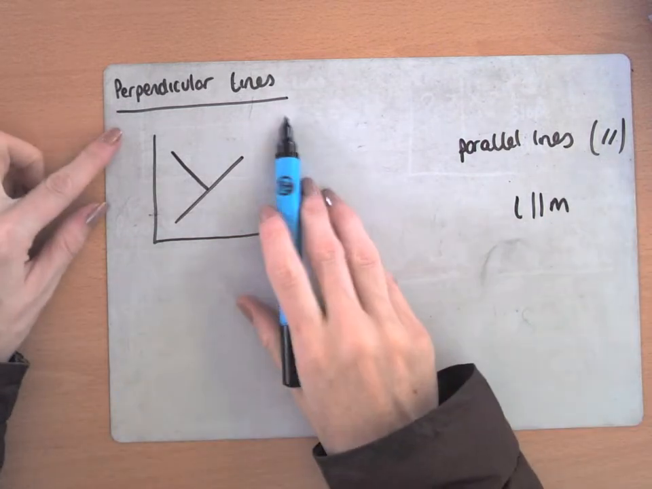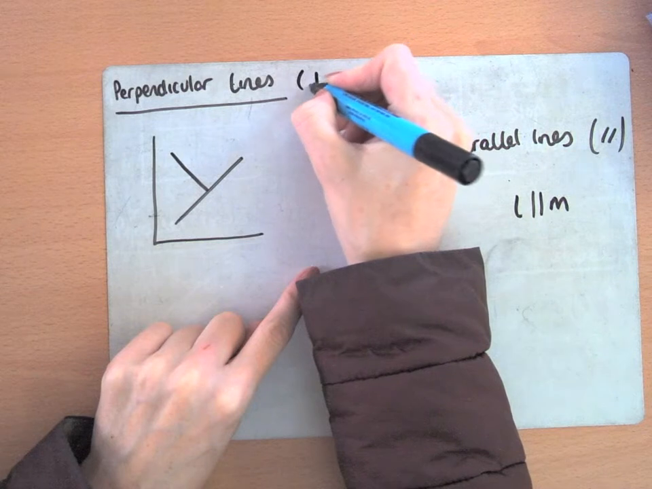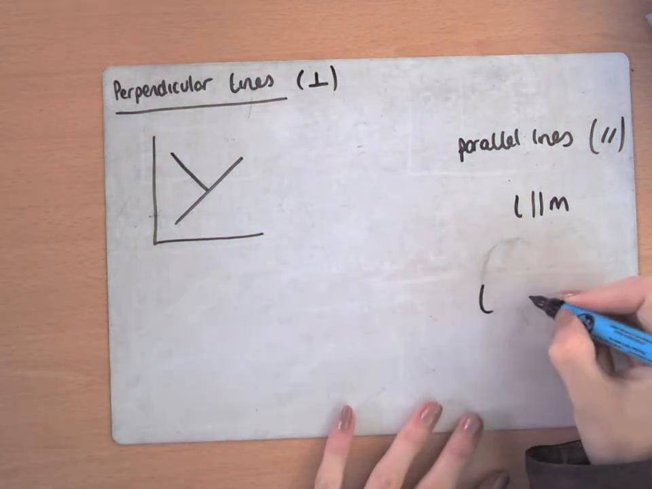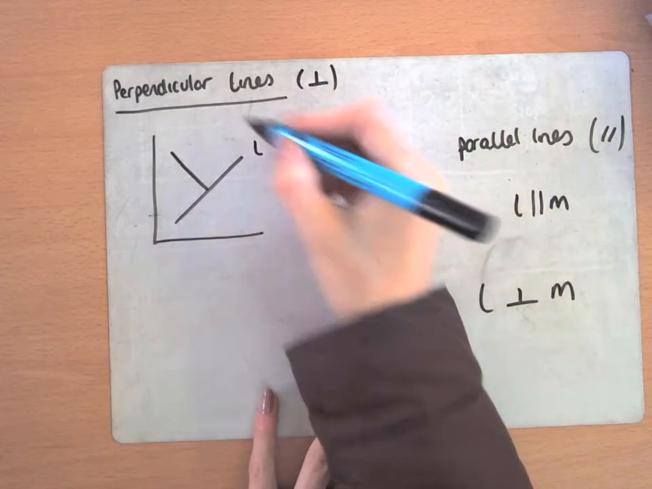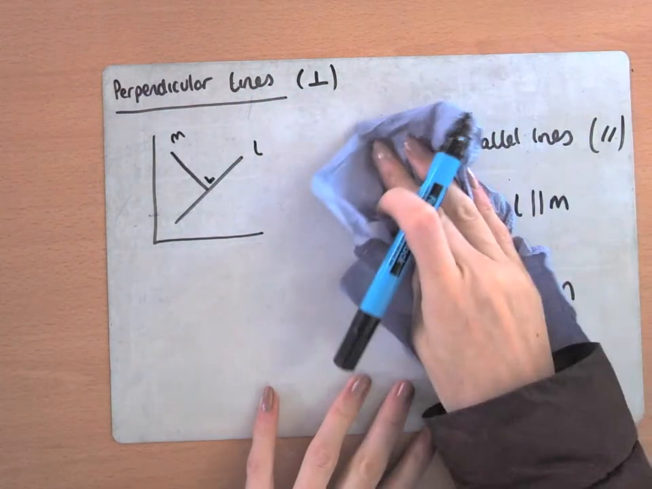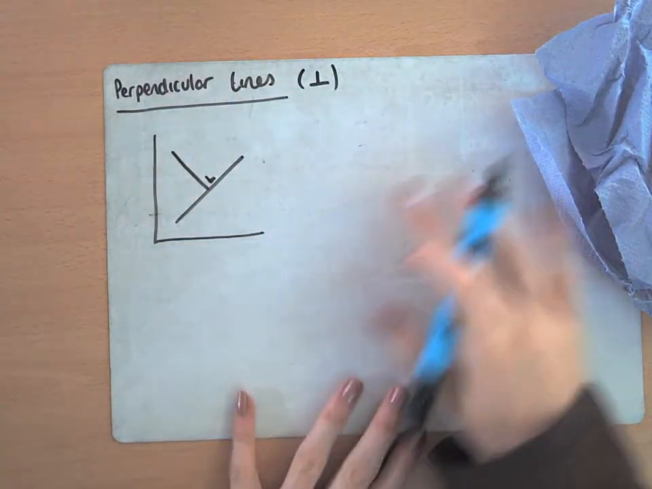Then we'll move on to perpendicular. What do you know about perpendicular lines? A right angle, exactly. They meet at a right angle. There's your symbol. Your symbol looks like that. So L would be perpendicular to M. If this fellow was L and this fellow was M, L is perpendicular to M. There's a right angle in there. So just draw that picture for me.